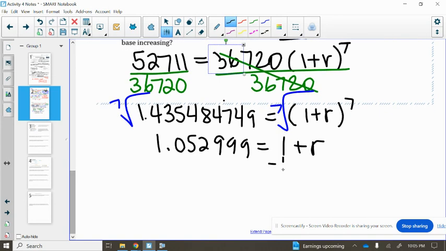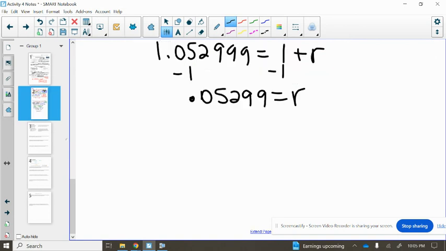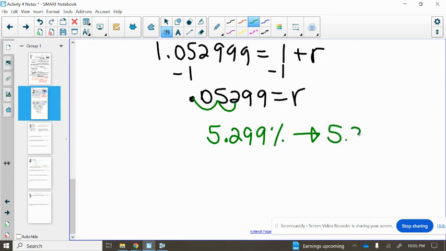All right, last but not least, subtract over the 1 this time. And we get 0.05299 as our r value, which, if we move this back, should be about 5.299%, or maybe you just rounded that to 5.3%. They weren't specific on the rounding instructions, so we'll just go to the nearest tenth.